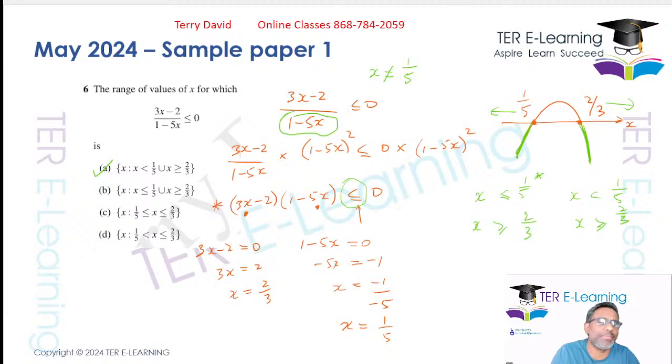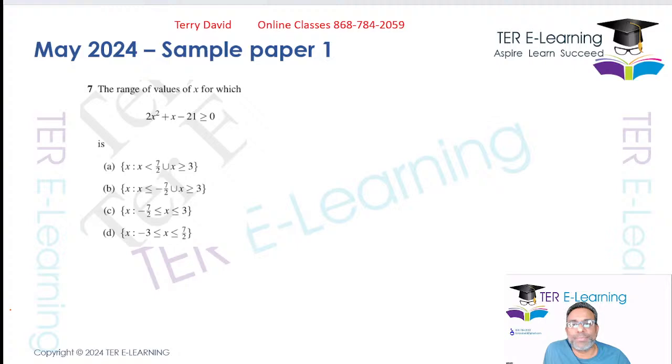The advanced paper 2 was pretty easy, right? The only question that was kind of difficult there for most people would have been the differentiation question with the limits. All right, so that's number 6.